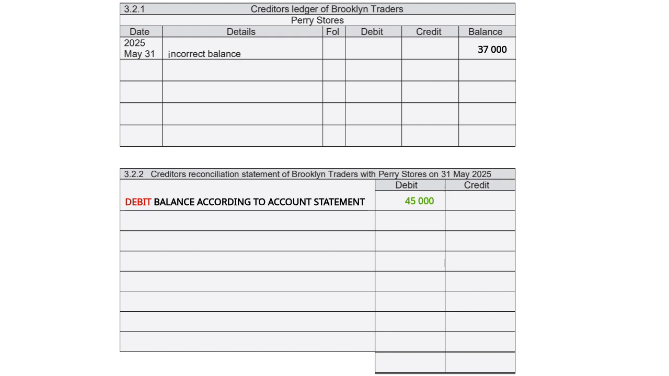So where did the error occur? The error occurred in the creditors ledger, so we need to go fix our creditors ledger. So we are going to say invoice 442 corrected. It will involve a calculation: 9,500 Rand minus 5,900 Rand gives us a difference of 3,600 Rand in the credit column.